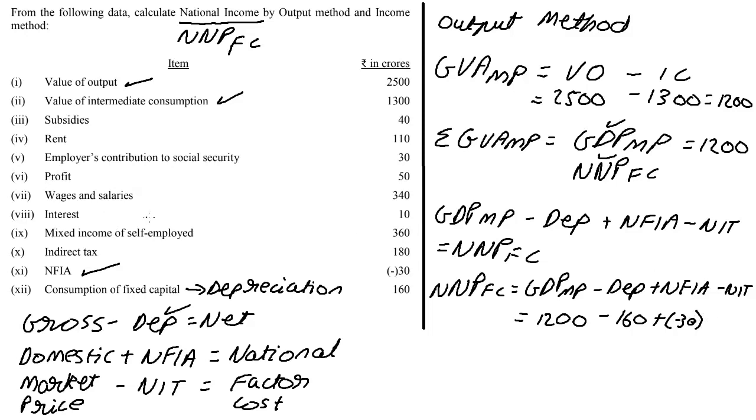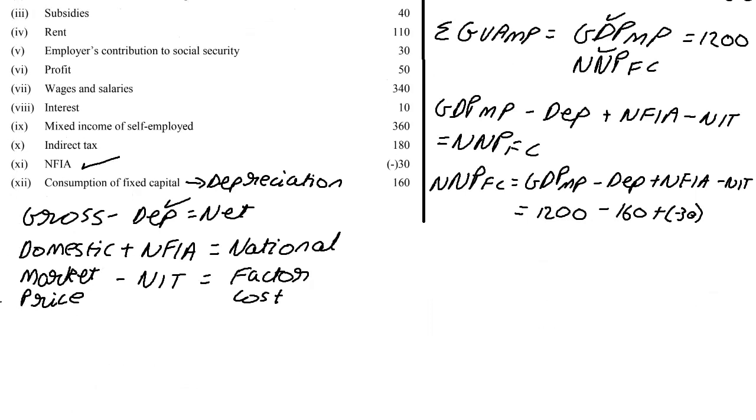And net indirect taxes has a separate formula, okay, which you should know. Okay, and I'm going to do it slightly below here. Net indirect taxes is equal to indirect tax minus subsidy. And our indirect tax is 180.